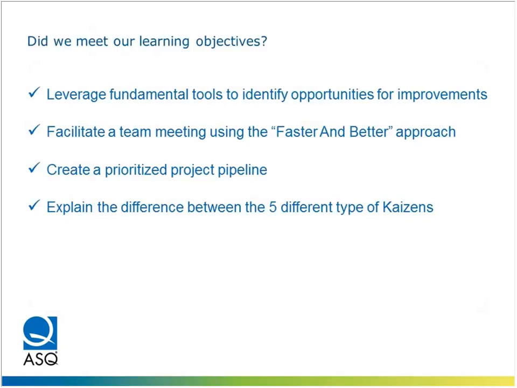In conclusion, we reviewed how we could leverage fundamental tools such as process mapping, value-add, non-value-add analysis, and SIPOC. We used a faster and better approach to facilitate, where we did everything on a wall using very low-tech and high-touch methods, such as using Post-its, such as using tape and paper. And then we created a prioritized project pipeline, and we explained the difference between the 5 types of Kaizens.